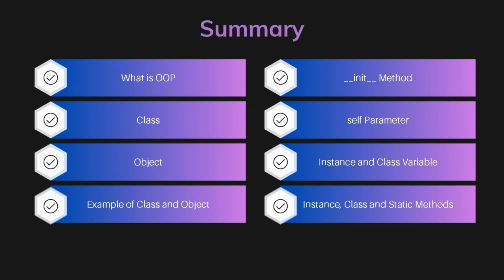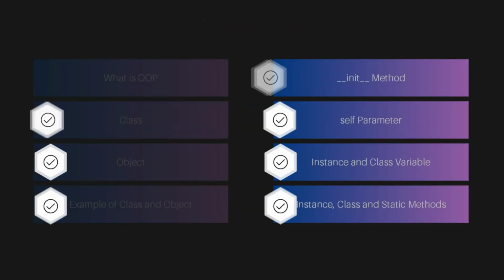Then we saw an example of a class and object: how to create a class, how to create an object of that class, and how to access a method using the object of a class, right? Then we saw what an init method is. It is called automatically, and it is used to initialize the variables for the attributes of an object. Now what's a self parameter? It is a convention used to denote the object for which a method has been called. Then we saw different kinds of variables, like instance and class, and then the different types of methods, like instance, class, and static. So that's all in this video.